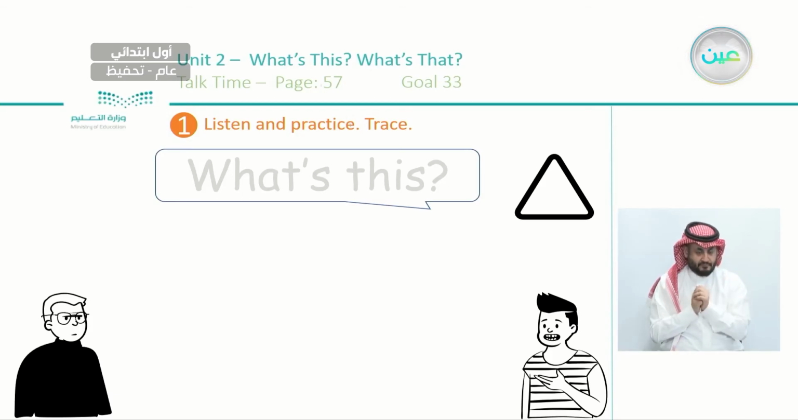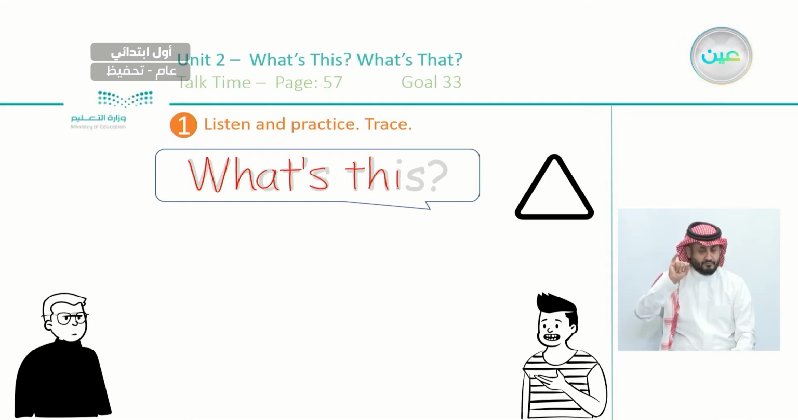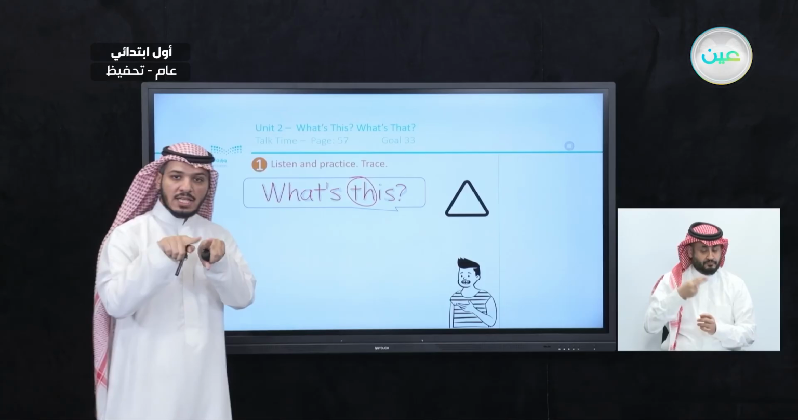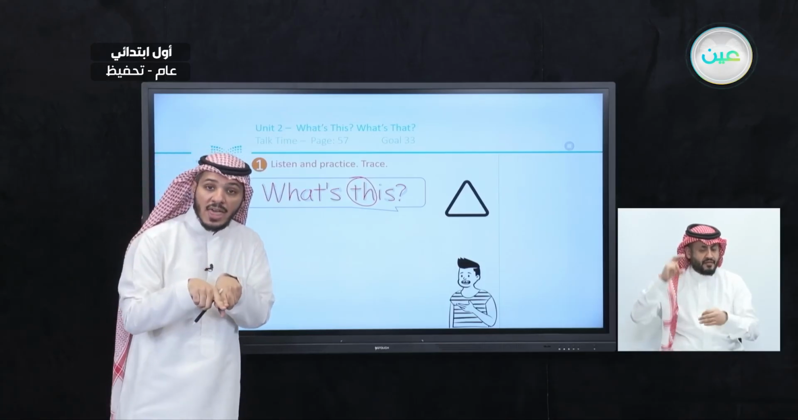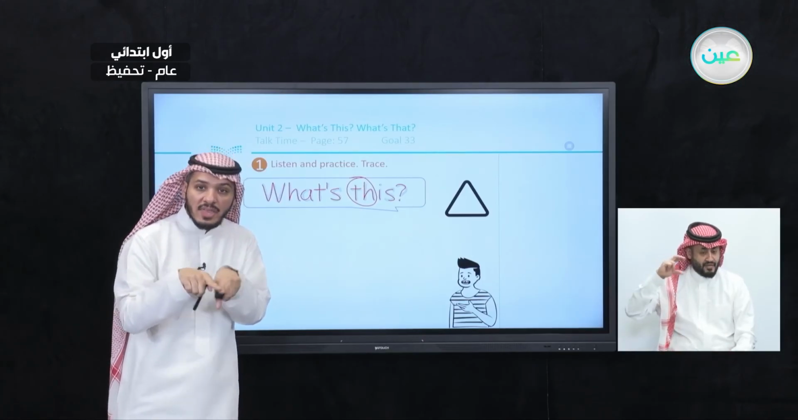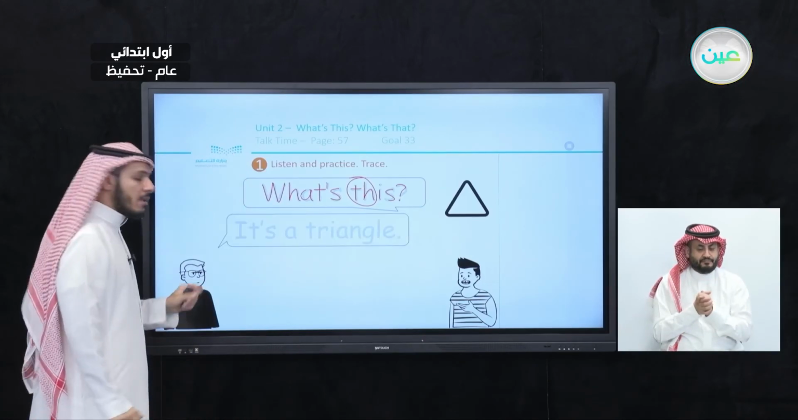Okay, now what we will do, we will trace. So we have capital W here, H, A, T, apostrophe S. What's? Then we have this, T, H, I, S, and we have a question mark at the end. It contains T and H. T and H together, we pronounce as the. So T and H, not TS, no, it's what? This. Excellent.